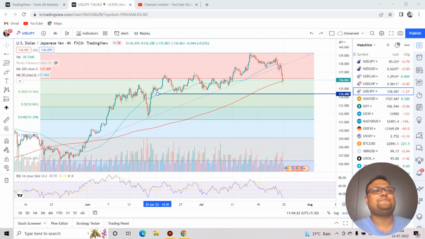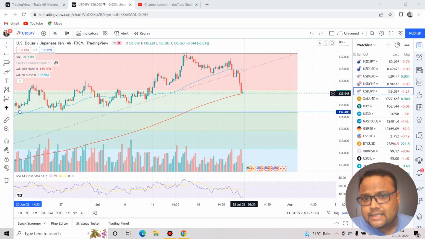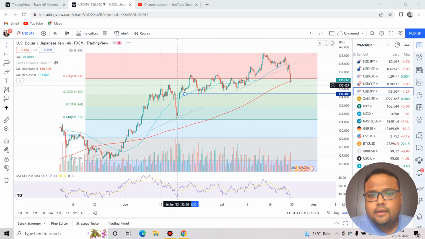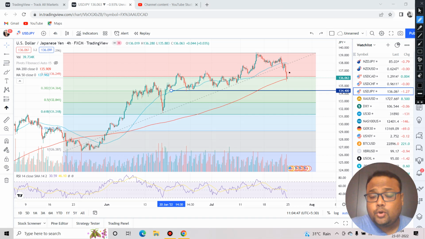So let's get started. This is a 4-hour chart of USDJPY, and during the last trading session, especially during the last closing hours, we saw a heavy downside on the chart of USDJPY and ultimately closed at 136.06. If we look at the chart carefully, then we can see the market just closed at the 200 moving average. Yes, the red line is the 200 moving average here, and around the same level we can also see the Fibonacci 38.2% retracement level.